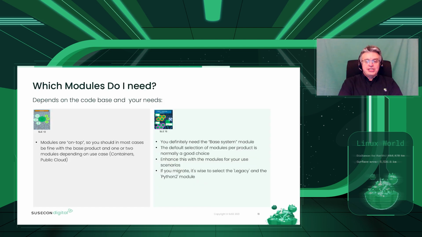What modules do you need? That's very simple. On SLE 12, all the modules existing are on top. You have no requirement for them. You don't need them. It's additional content. On SLE 15, you definitely need the base system module. And there's a default selection of modules per product that is normally a good choice. If you do a migration, enable the legacy module and the Python 2 module. That's wise. It makes things easier in some cases. Otherwise, what you need depends on your use case.